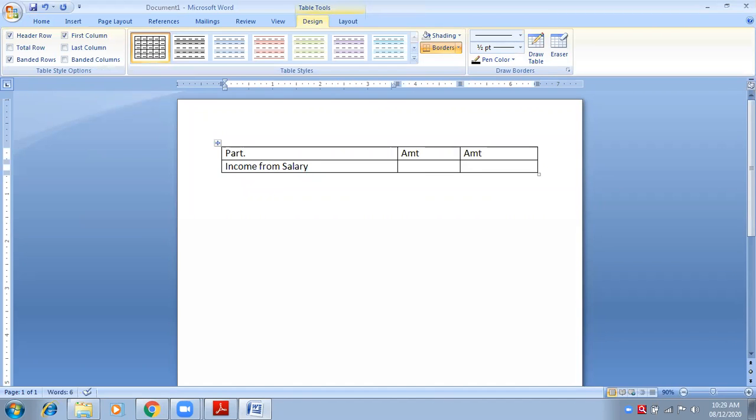Tell me, what is standard deduction? What was the condition of standard deduction? Do you remember? Actual salary and 50,000, whichever is less. Yes, very good. Write down: actual salary or maximum 50,000, whichever is less.